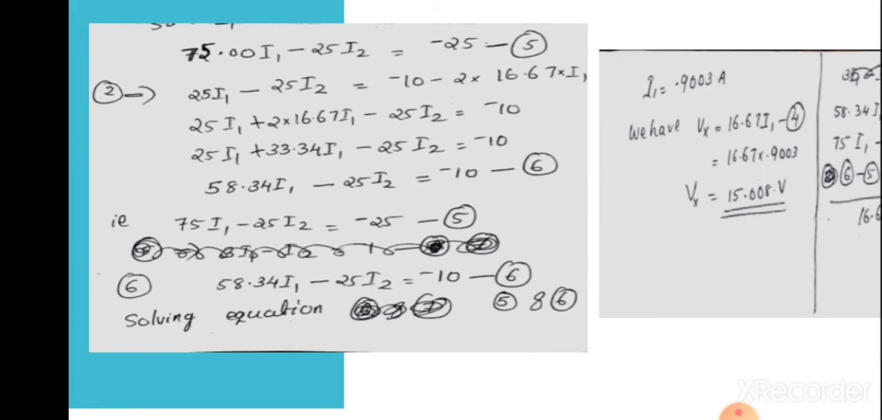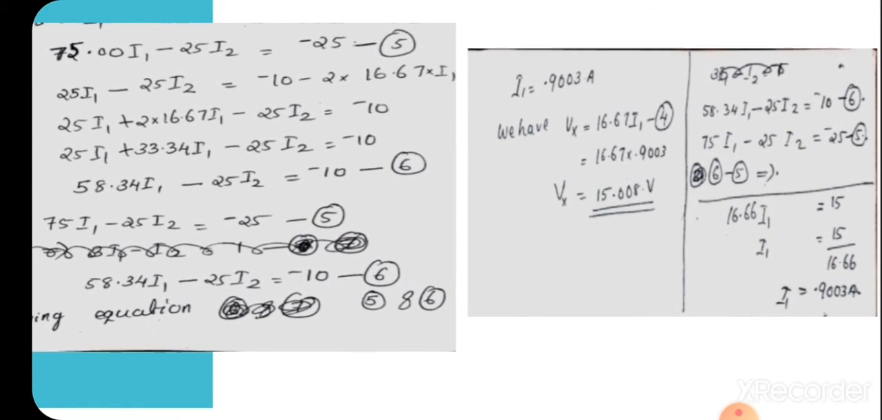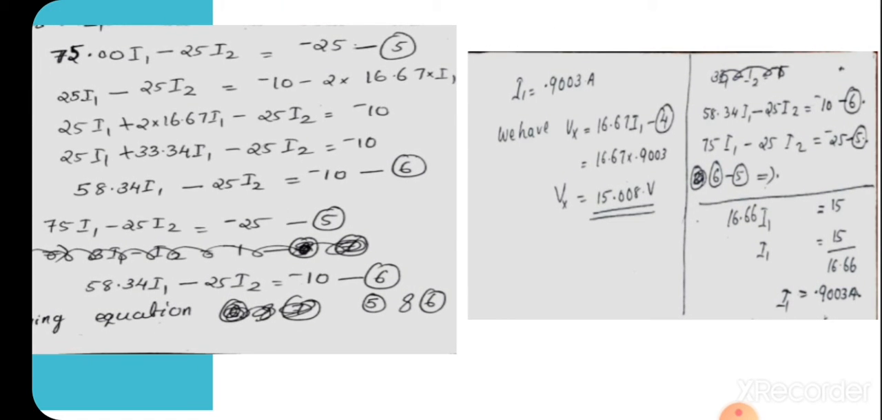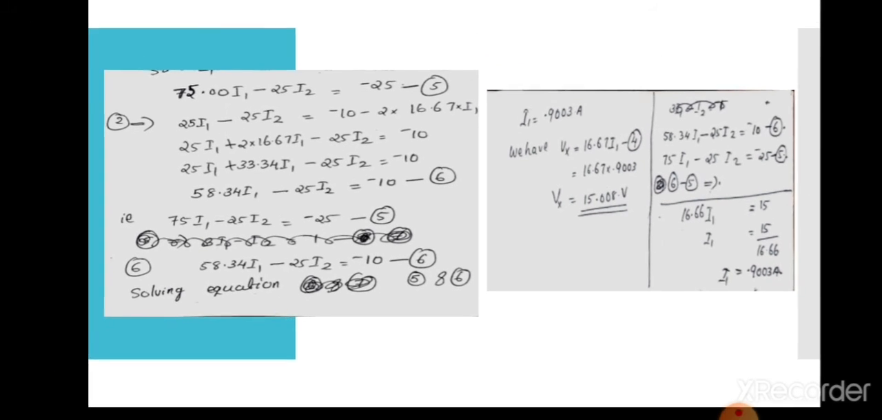So you got the I1 value, and what you are asked to find out is Vx. What is Vx? Vx equal to 16.67 into I1, which we obtained from the circuit diagram itself. So we can substitute for I1 and we will get Vx equal to 15.008 volt. You have to understand the method of solving a circuit. You know the simple mathematical procedure, but you have to understand how to write the equations and how to apply the KVL rule. That is the core part of these problems.